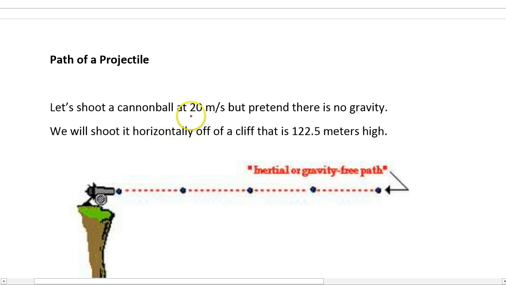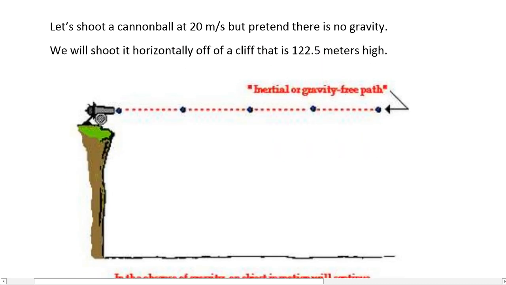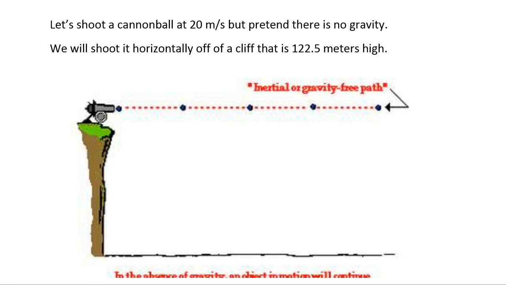Well, let's consider the path of a projectile. Let's shoot a cannonball at 20 meters per second, but pretend there's no gravity. So we're going to get a gravity-free cannonball. They're very expensive. We will shoot it horizontally off a cliff that is 122.5 meters high. Here's the path. This will be t equals 0. Here will be t equals 1. By the way, how far has it moved? If you said 20 meters, you are right. Here we go, t equals 2 seconds, then 3 and 4 seconds. By the time 4 seconds rolls around, it's gone 80 meters.